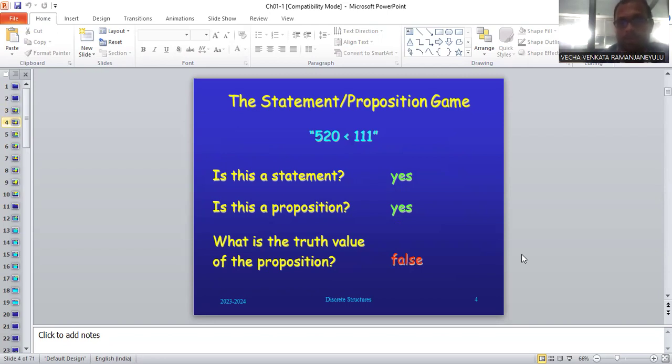Next: 520 is less than 111. Here the statement is yes and the proposition is also yes. What is the truth value of the proposition? False, because 520 greater than 111 is true, and 520 less than 111 is the statement. That's why the proposition is false.